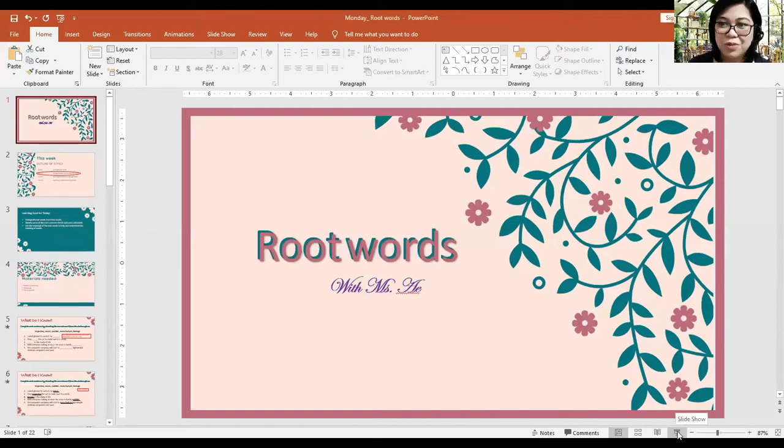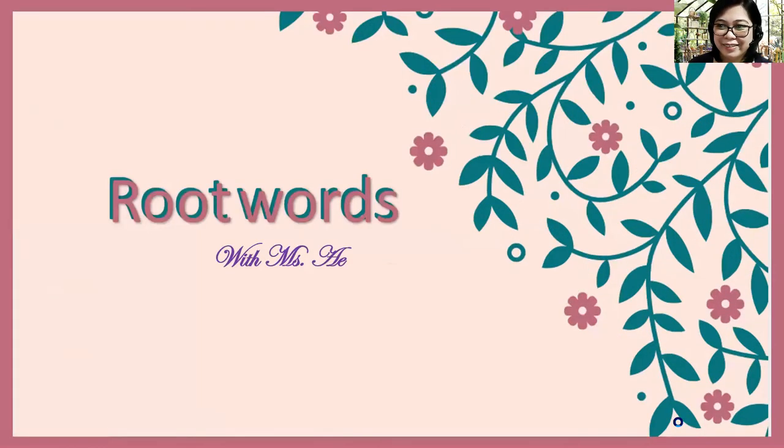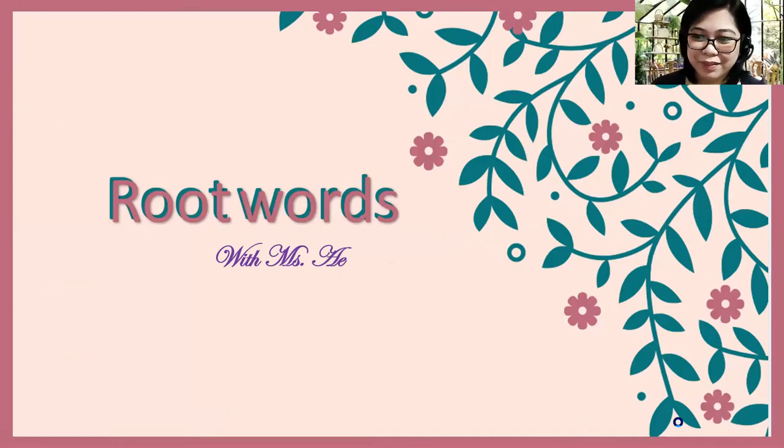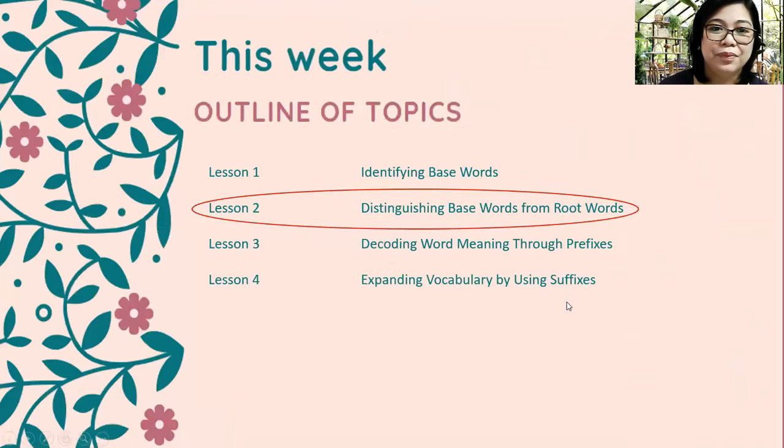Root words. So we are done with identifying base words. Now we're distinguishing base words from root words, because it's different. Base words are the simplest form of words, and they have meaning on their own in the English word.